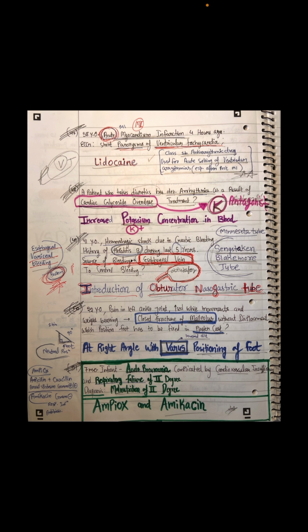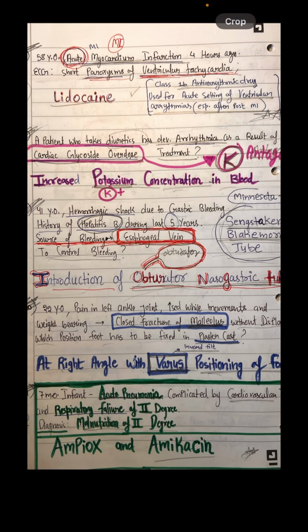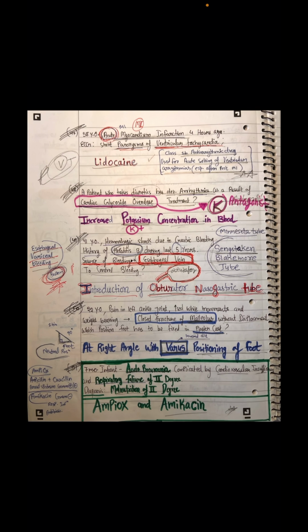Next, a 22-year-old patient has a closed fracture of the malleolus. A closed fracture of the malleolus is related to the ankle portion of the foot. Without displacement, in which position does the foot have to be fixed? We are going to put a plaster cast in order to correct the fracture of the malleolus.